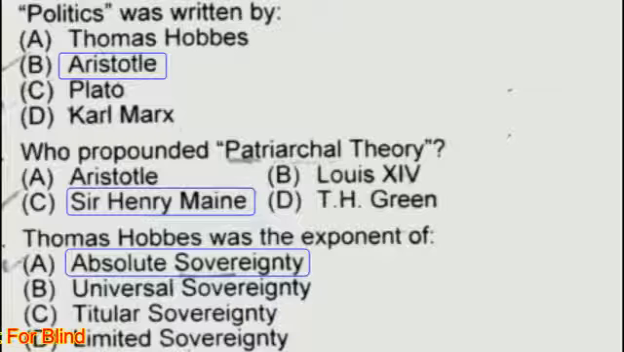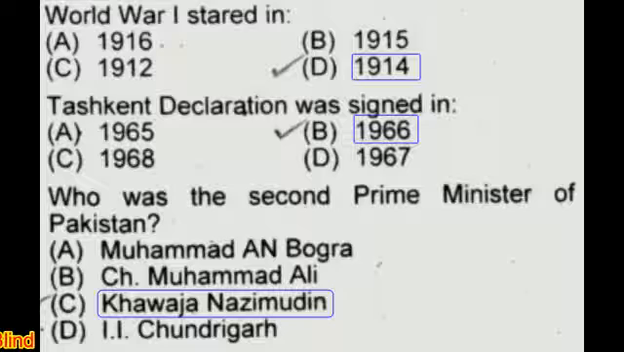Number 91. Politics was written by. Answer is Aristotle. Number 92. Who propounded patriarchal theory? Answer is Sir Henry Maine. Number 93. Thomas Hobbes was the exponent of. Answer is absolute sovereignty.